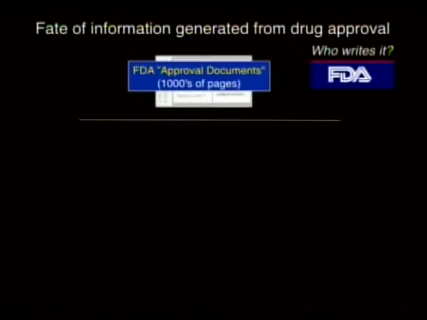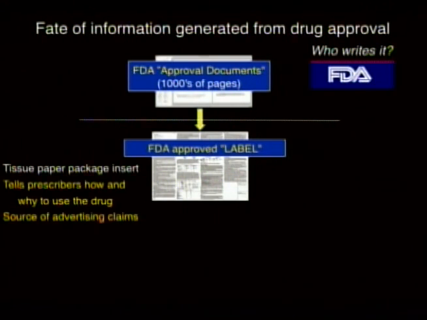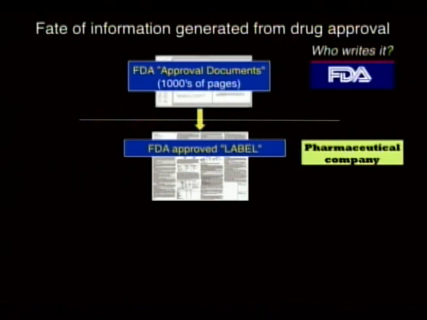So what's the fate of the information generated in this approval period? Well, you start below the waterline of these thousands of pages of FDA review documents written by independent FDA reviewers. But the public face of this, what gets out, is actually the FDA-approved label. This is the tissue paper package insert that comes with all prescription drugs. It tells prescribers how and why to use the drug, and it's the source of all advertising claims. But this isn't written by independent FDA reviewers. This is written by the pharmaceutical company.